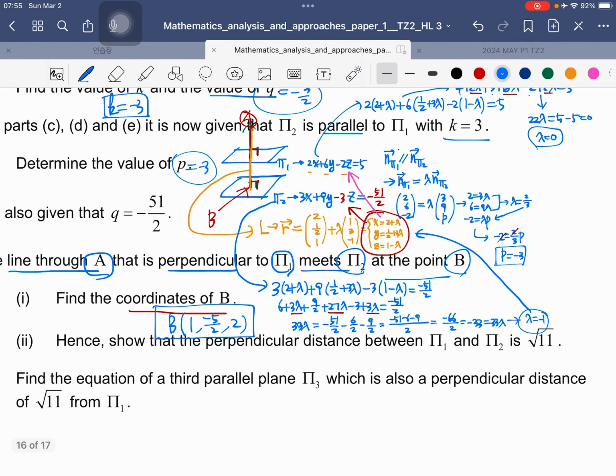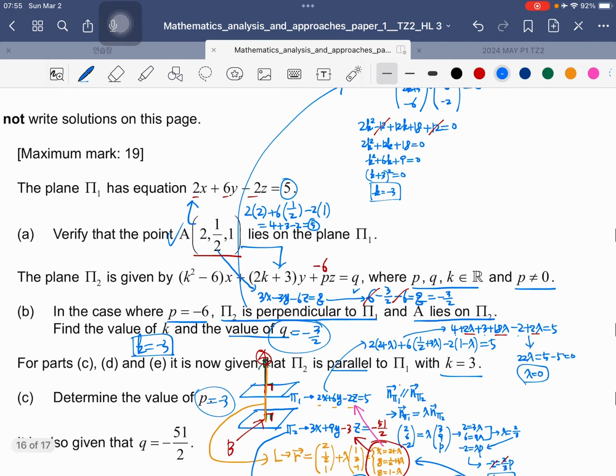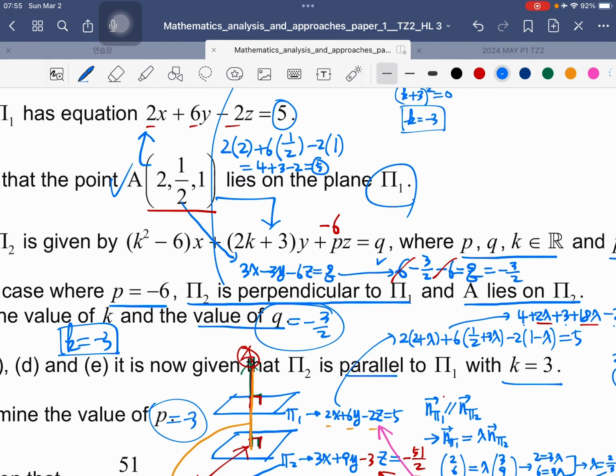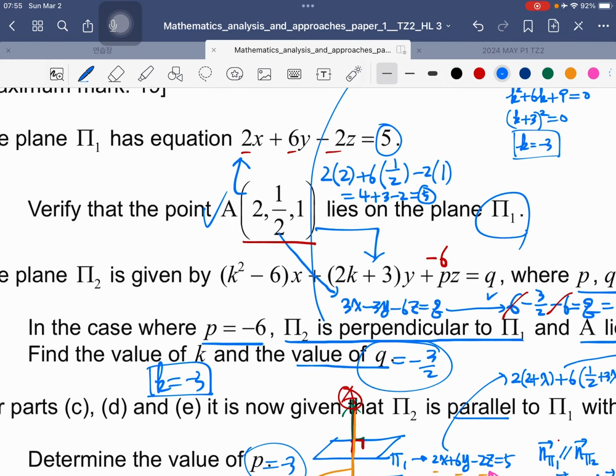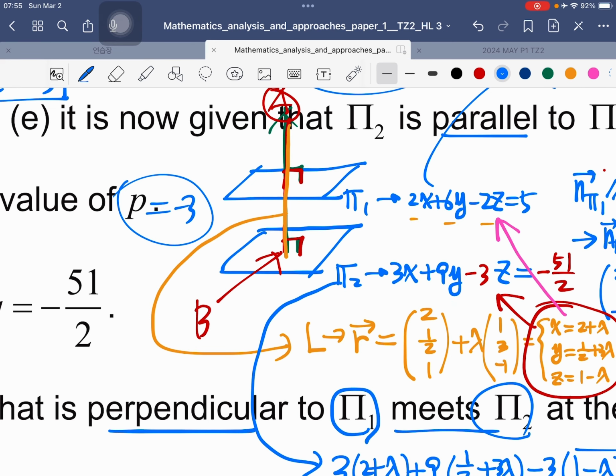A point. Oh, got it. A point is not outside of the plane. A point is already on pi 2. Yeah, it is already proved in question number 8. A is 2, half. I was totally wrong. So A point is not located here.